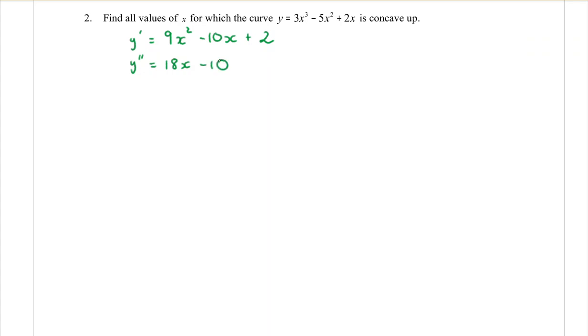For something to be concave up, do you remember the definition? That's when it equals 0. Yes, so we're going to say when y double dash is greater than 0. The second derivative was 18x minus 10, and that needs to be greater than 0, and I can now solve that inequality to find my x values. So move the 10 across and divide by 18 would be 10 over 18 or 5 over 9. So any value of x greater than 5 over 9 for that curve will be concave up. That's it.